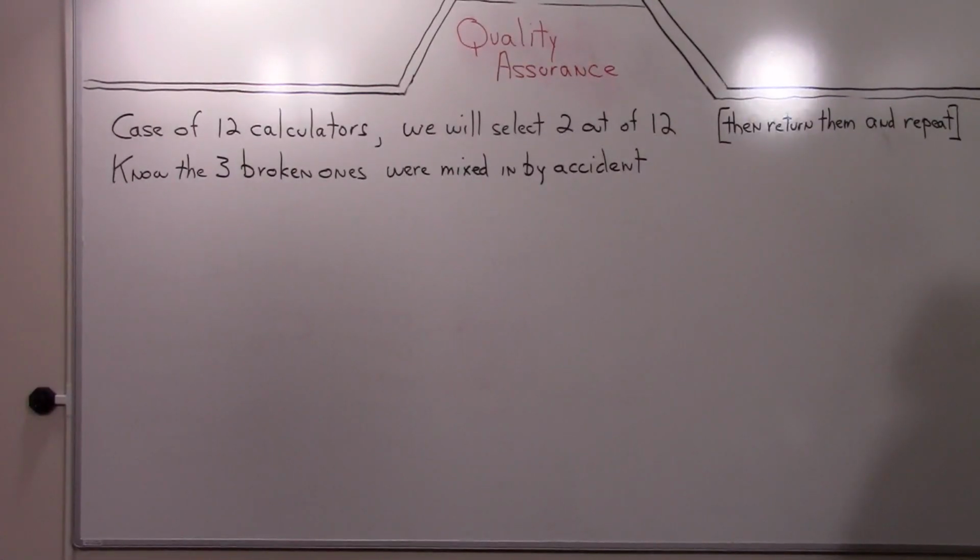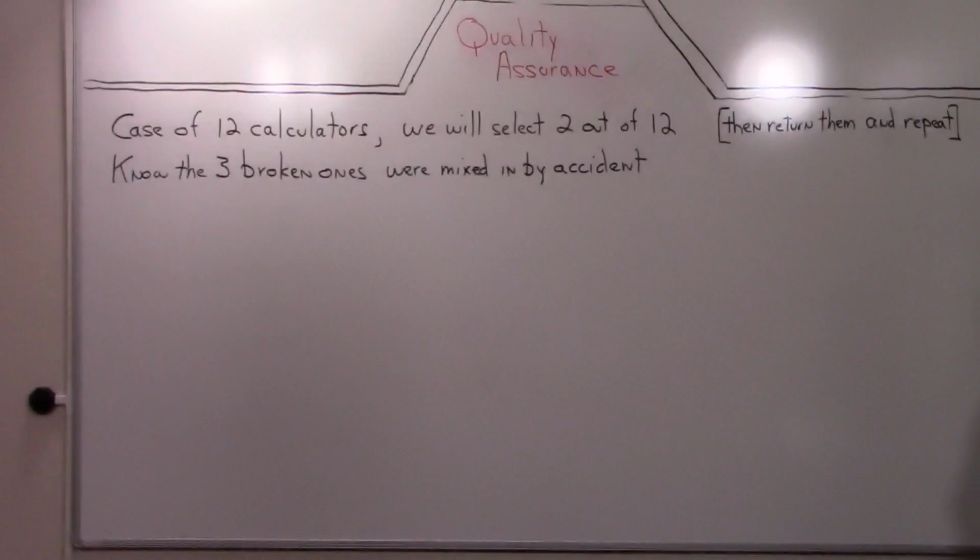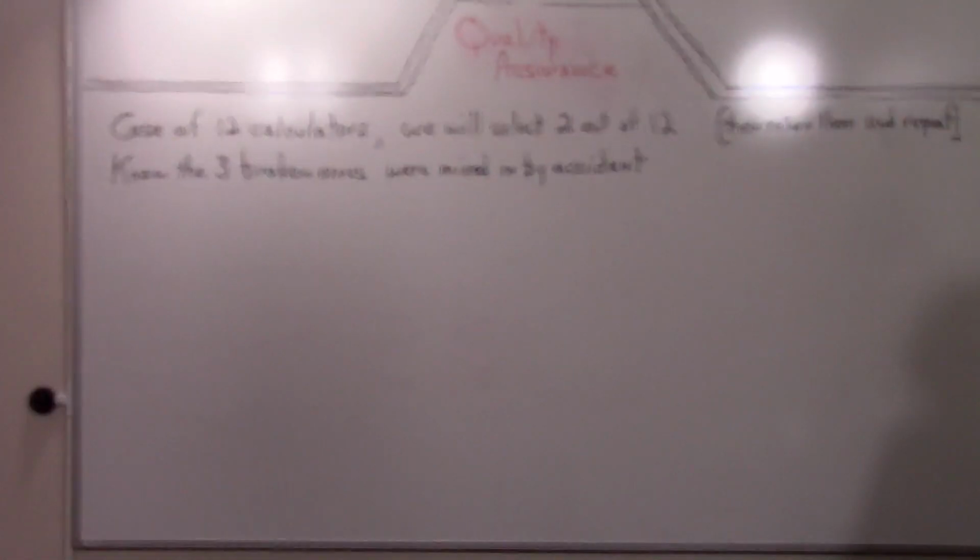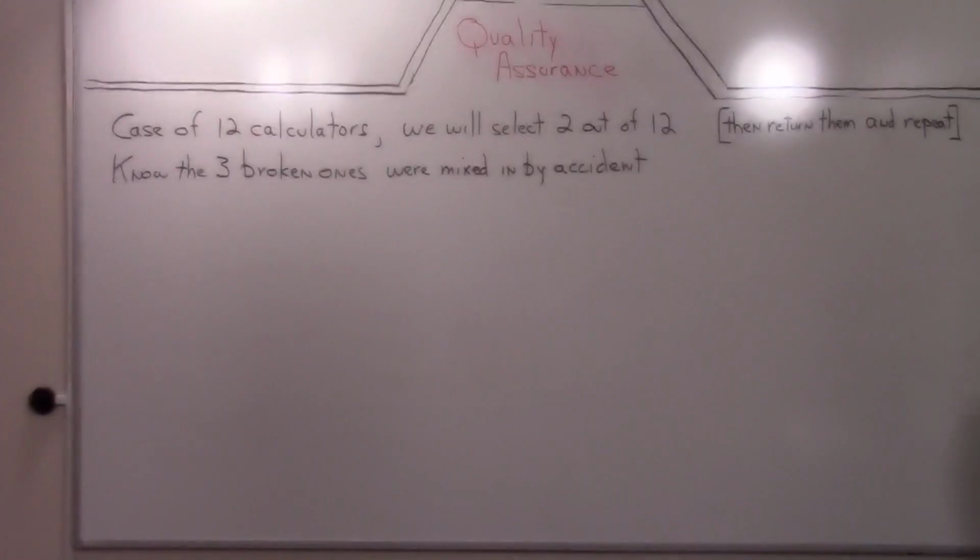The problem we would like to look at today is broadly titled quality assurance testing, but really it's about selecting different types of things out of a larger group and then figuring out probabilities under different types of selections. For our problem, we have a case of 12 calculators of which we're going to pull any two. All the calculators look the same, however, we have discovered that 3 of the calculators in that case of 12 were broken and they were mixed in by accident.